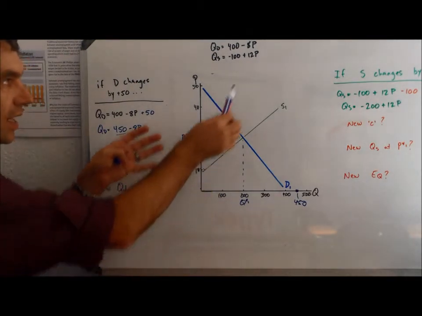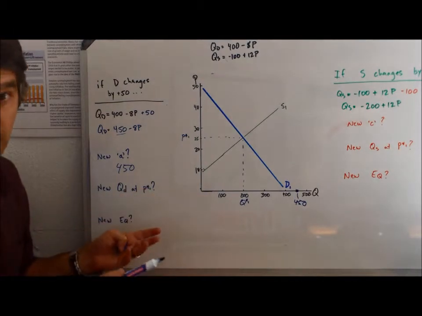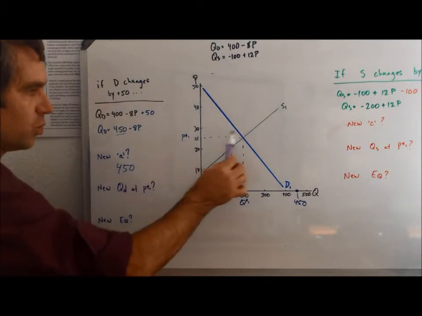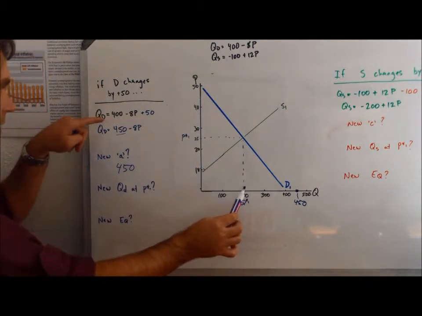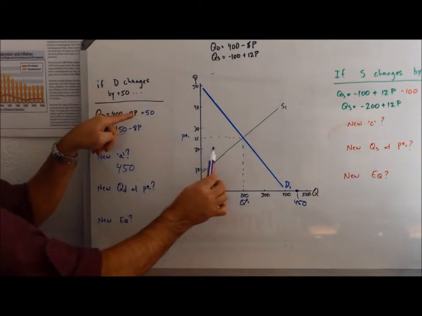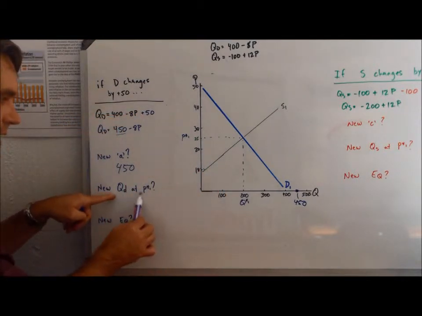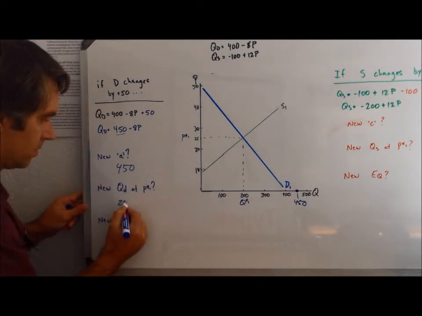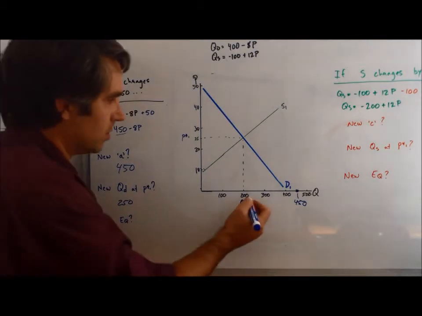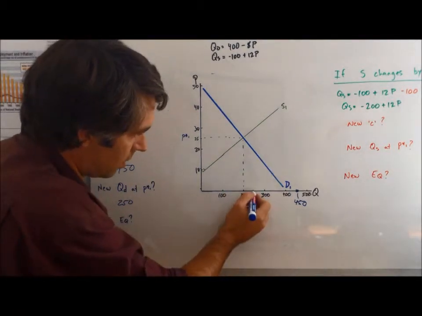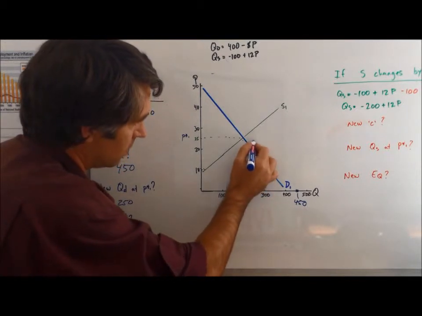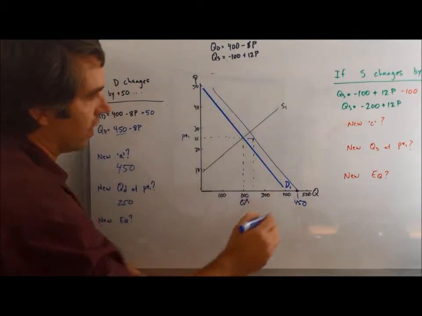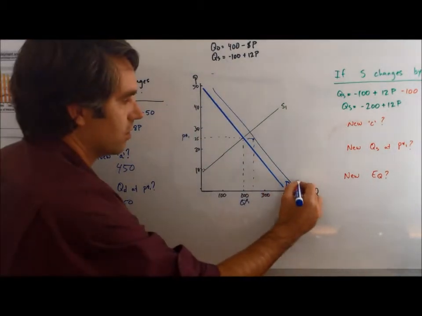I've already solved for equilibrium here. If you don't know how to do that, you need to go look at a different video. I've solved for equilibrium in the original, and it was 25 and 200. Well, we said that at 25, there's 50 more demanded, so the new quantity demanded at the old price is going to be 200 plus 50. Well, 250, that's pretty easy. So this is going to be about here. And that's going to be our new demand curve through there. So this is D2.